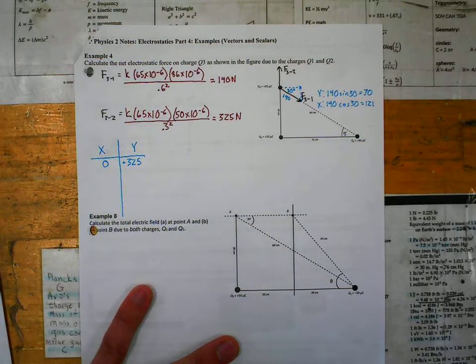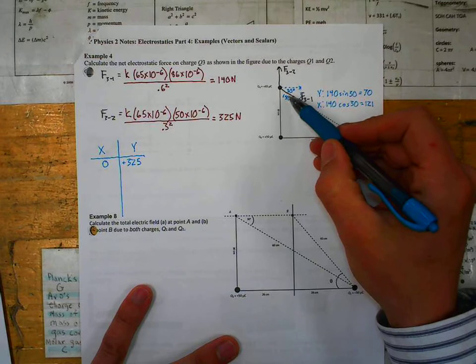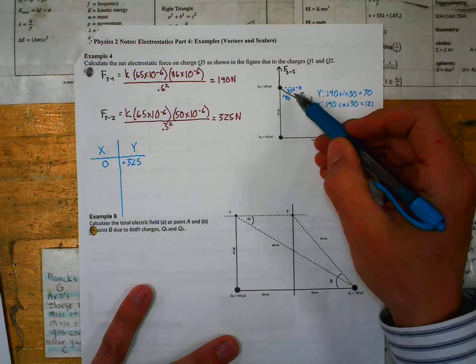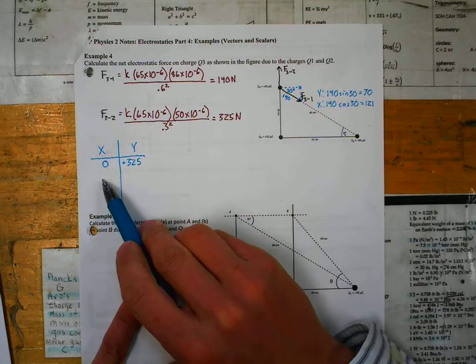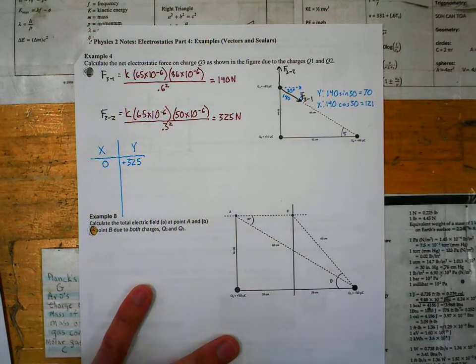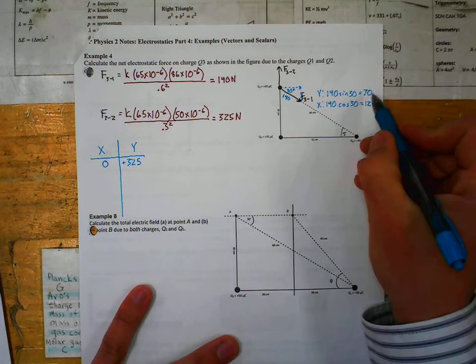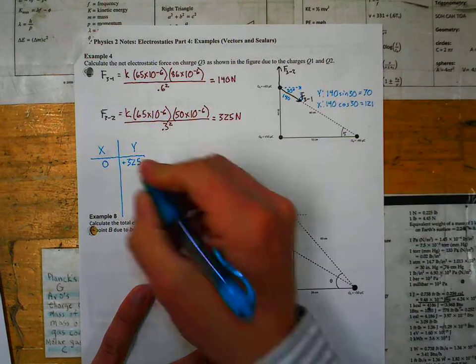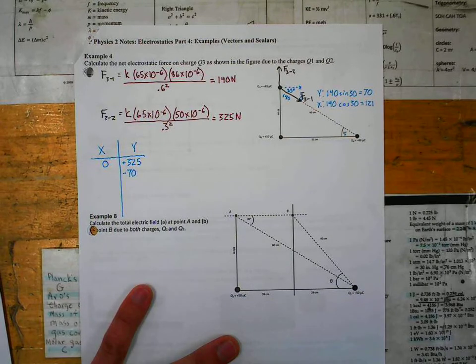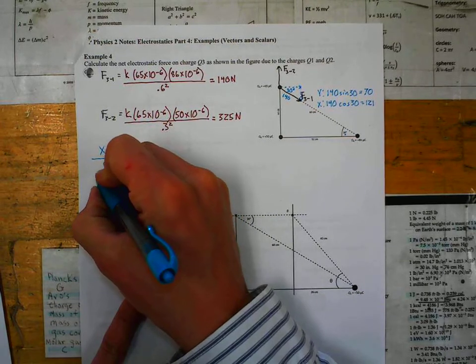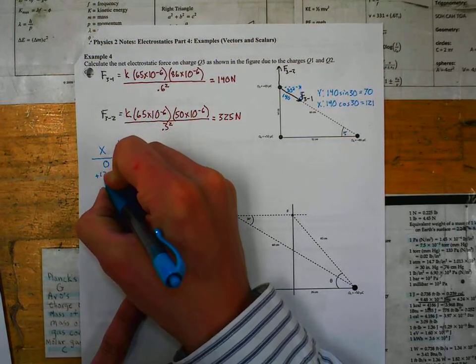Okay, now how I do my vectors, really, this is a negative 30. Your calculator thinks it's a positive 30. So you're going to have to put the signs in manually over here. This 70 right here really needs to be a negative 70 because it's downward. And the X component is a positive 121.